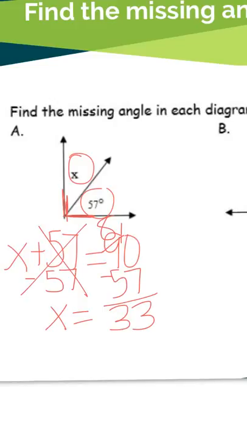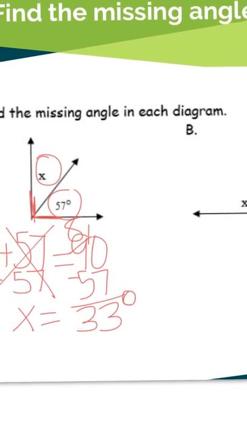90 was the bigger number, so it stays positive, and x equals 33 degrees. Don't forget your degree sign.